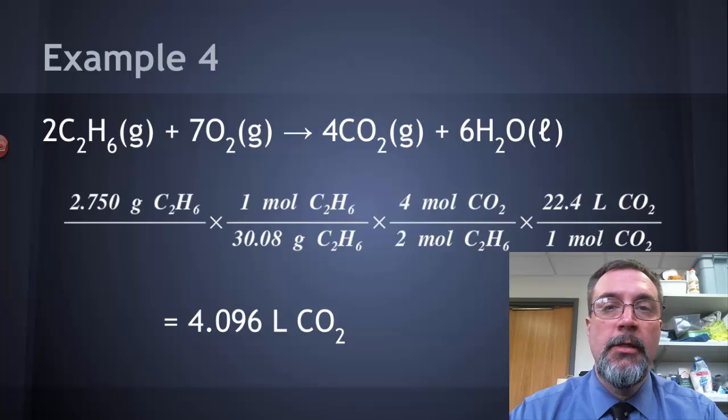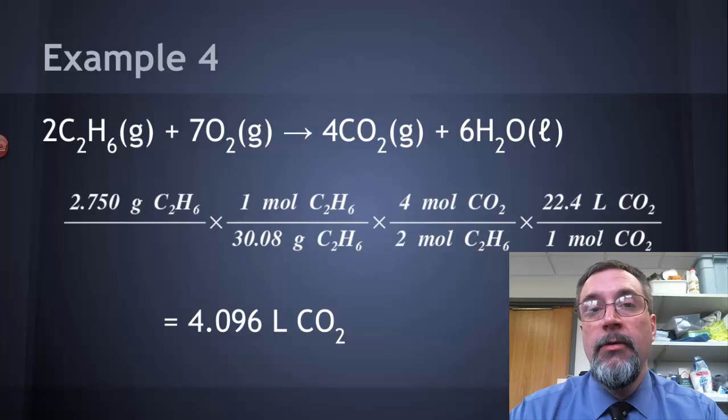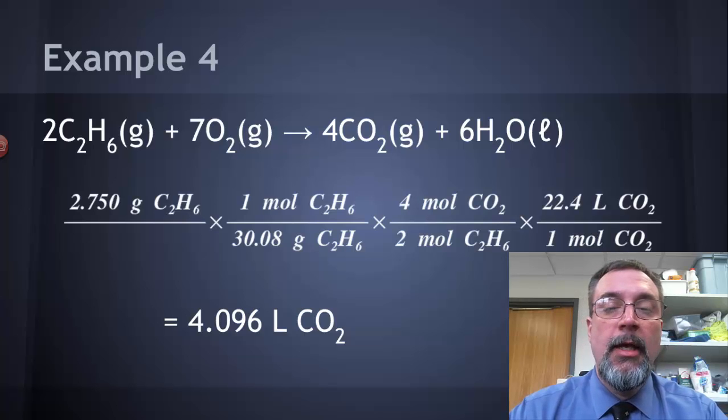The 4.096 has 4 sig figs because my 2.750 grams at the beginning had 4 sig figs, and that's the one I look at. So that's how you do stoichiometric calculations. Do they get more complex? Maybe a little, but the general idea is always the same. Start with something, get it to moles, use the mole ratio to get to moles of something else, and then do something with that to get your final answer. Always start with a balanced equation. Can't stress that enough.